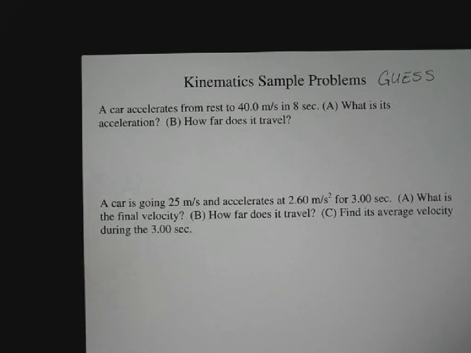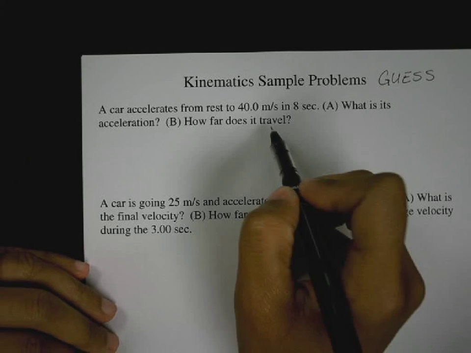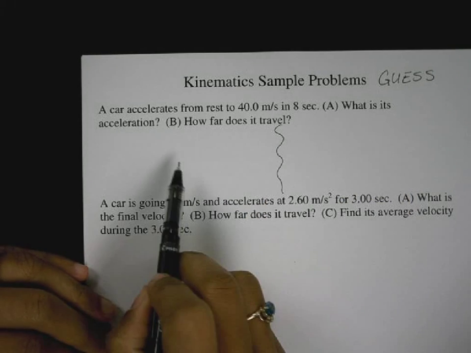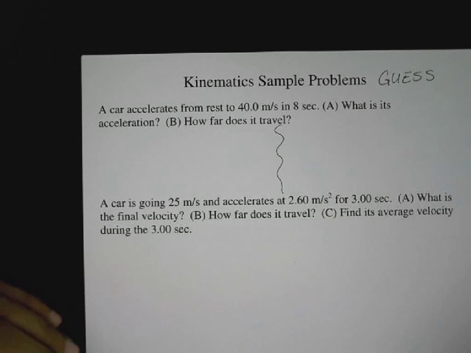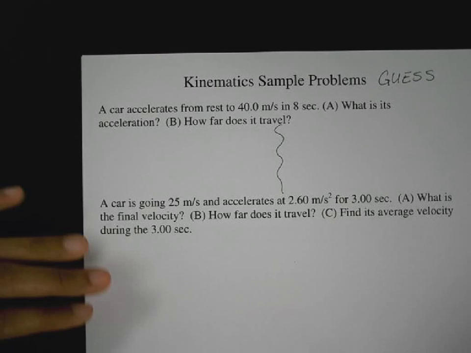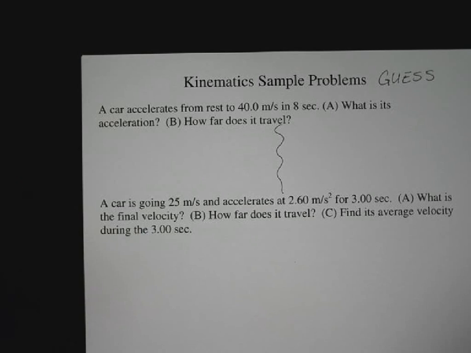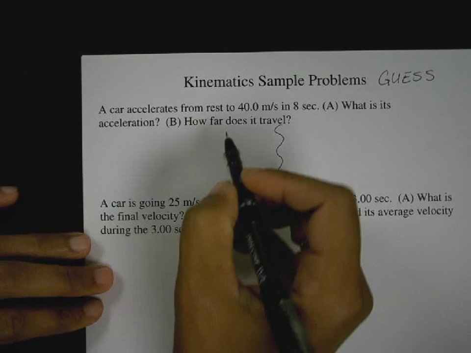The G is to list the given information. So this question says, a car accelerates from rest to 40 meters per second in 8 seconds. I have a 2-part question. A, what is the acceleration? And B, how far does it travel? So let me split this a little bit. I'll do A over here and I'll do B over there. So I'm going to list the information, and when you list the information, assign it the correct variable.